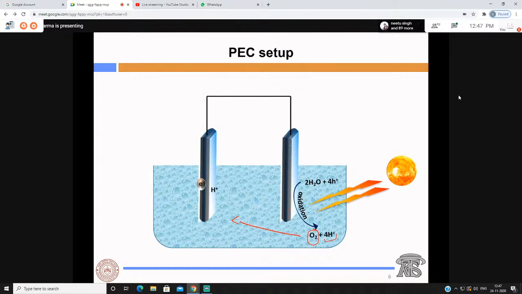Simultaneously, the electron generated on the semiconductor material also moves through the external circuit to the other electrode. They meet at the interface and the other electrochemical reaction happens, the combination of proton with electron, which results in the formation of hydrogen. Okay, so here if you see, this reaction with the help of the hole happens to be an oxidation reaction.